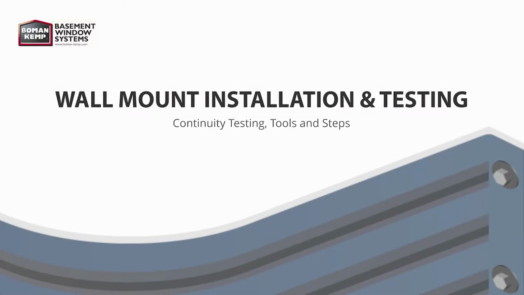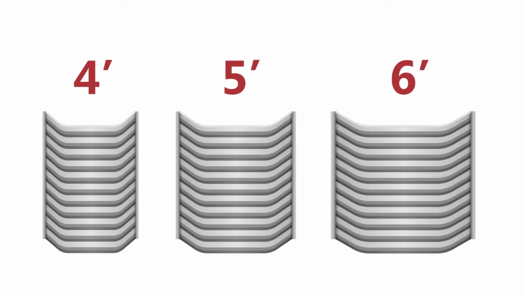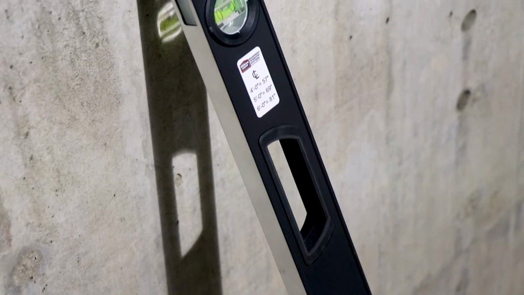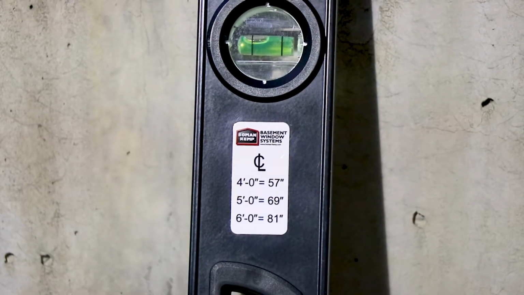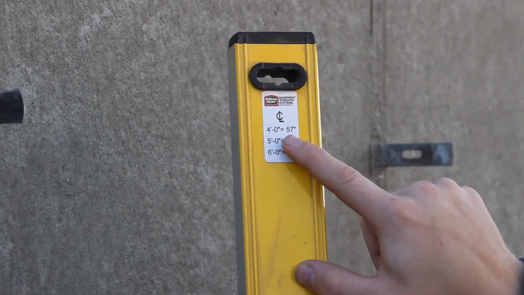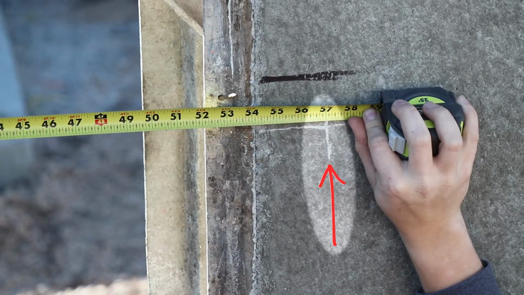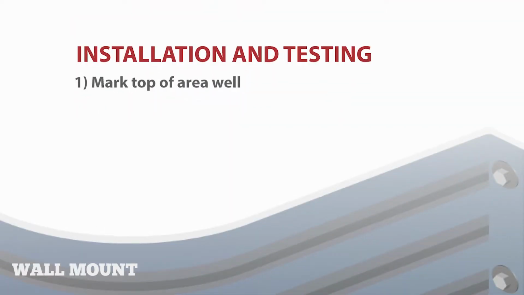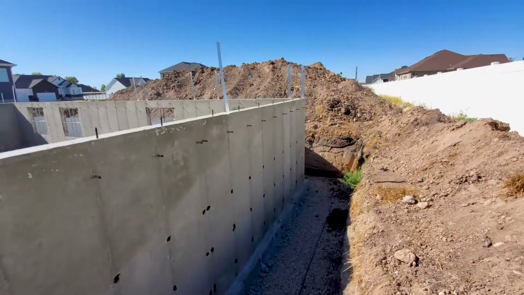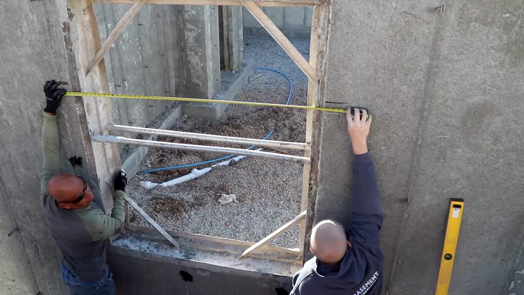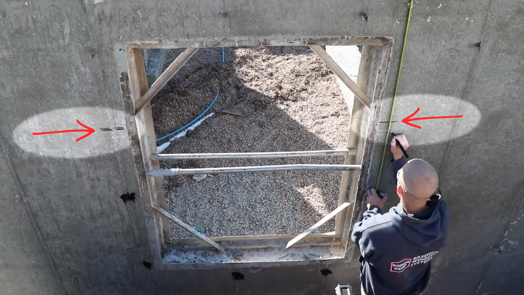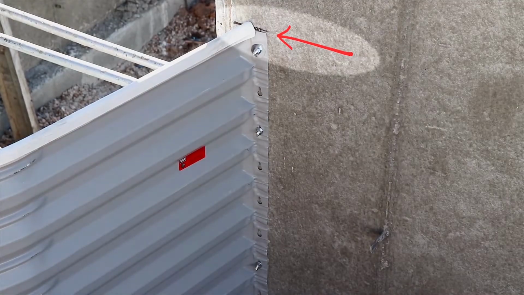Wall mount area well procedures. Identify the size of the area well being installed and determine the centerline measurement from the table we provide. For example, if the window is 4 feet wide, the table specifies spacing of 57 inches. Mark the top of the area well. Based on the grade, determine the height the area well will be positioned on the window opening and mark where the top of the area well will sit.